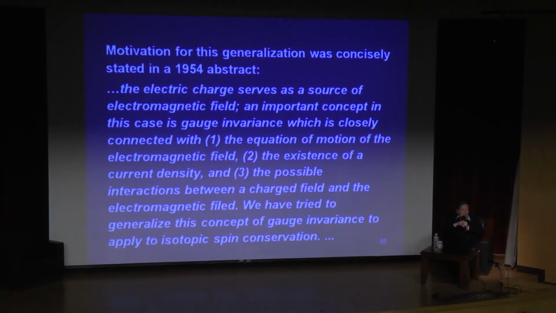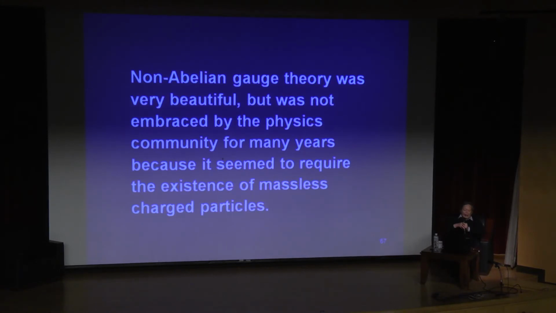Isotopic spin conservation was a concept which originated already in the 1930s from the papers of Heisenberg and especially of Wigner. By the late 1940s, isotopic spin conservation was well established. So there was an additional conservation law in addition to electric charge conservation. If electric charge through gauge invariance can generate an electromagnetic field, wouldn't this conserved isotopic spin also generate a field? And that is the motivation for that paper. And the result was what is now called a non-abelian gauge theory.